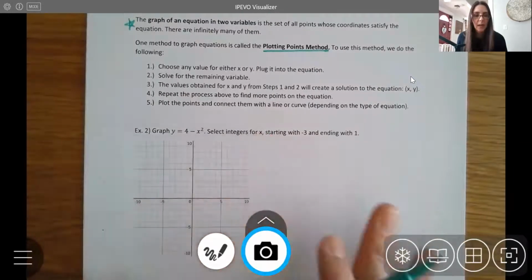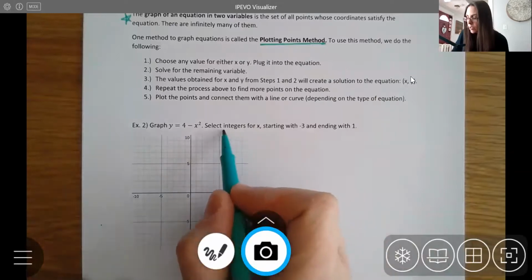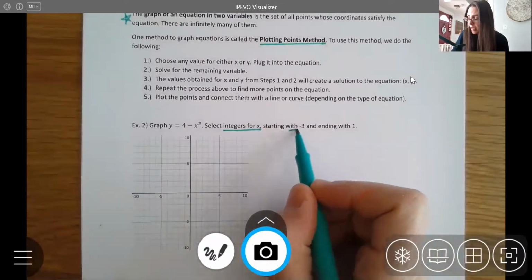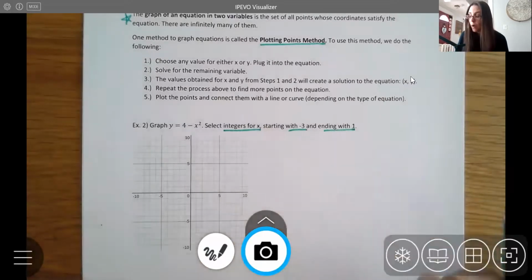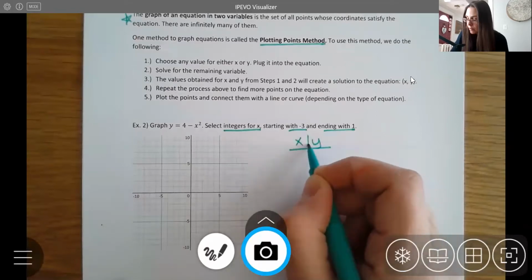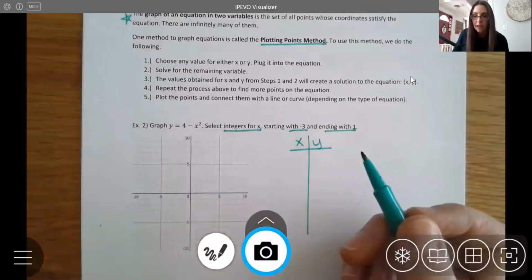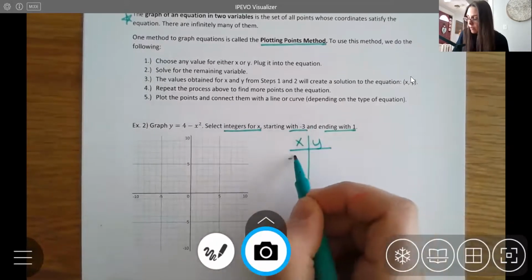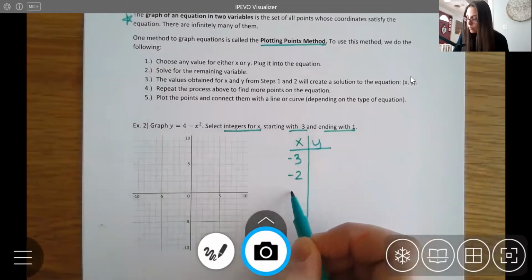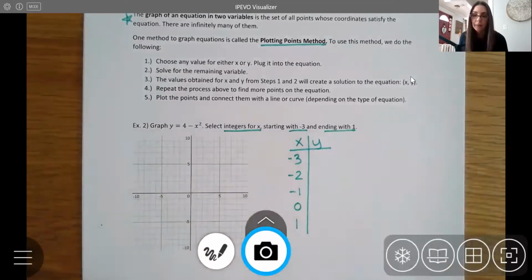So we have an example here. We're going to graph that same example that we've been talking about. We're going to select integers for x this time. And the book wants us to start with -3 and end with 1. Now, what I'm going to do is I like to make myself a table to stay organized. So I'm using x values this time. I'm going to start with -3, and they want me to use integers. So I'm going to do -3, -2, -1, 0, and 1, which is the last value.